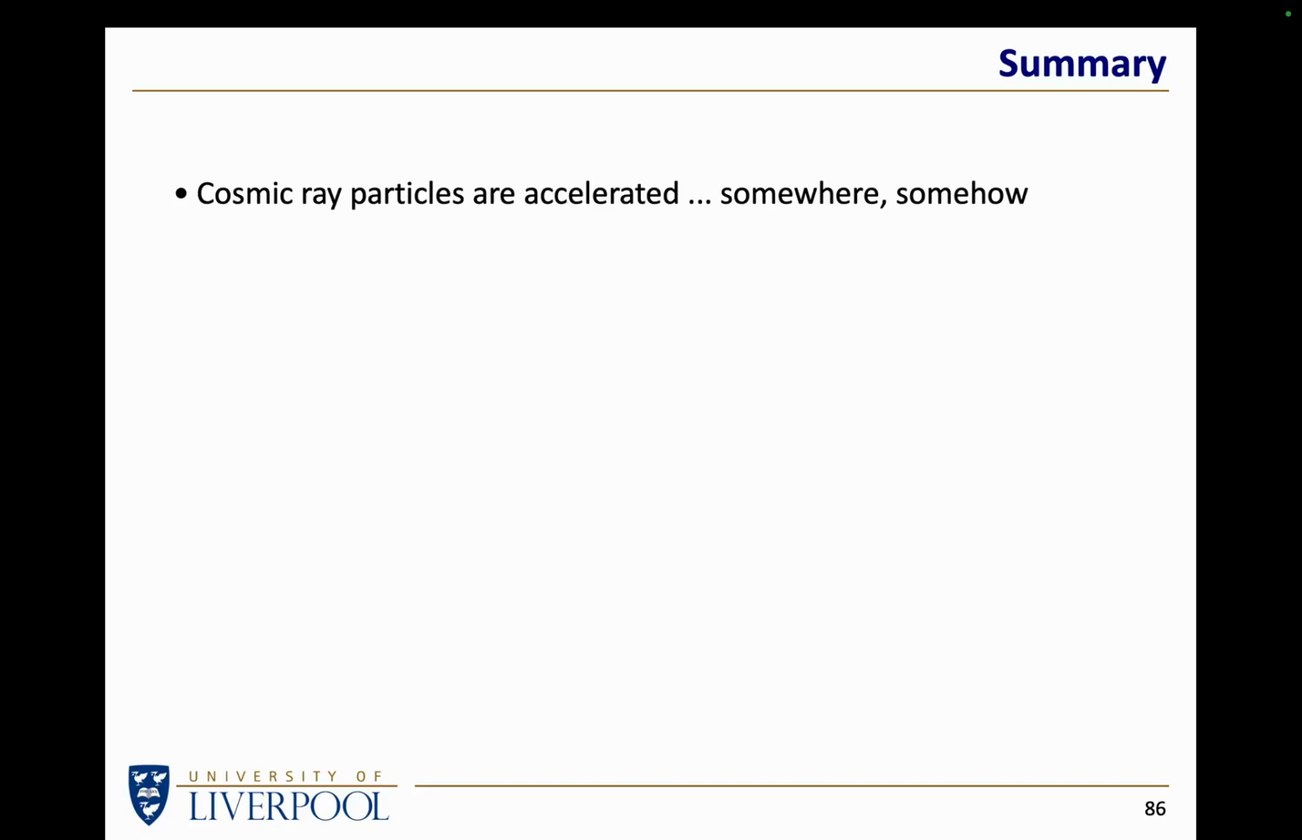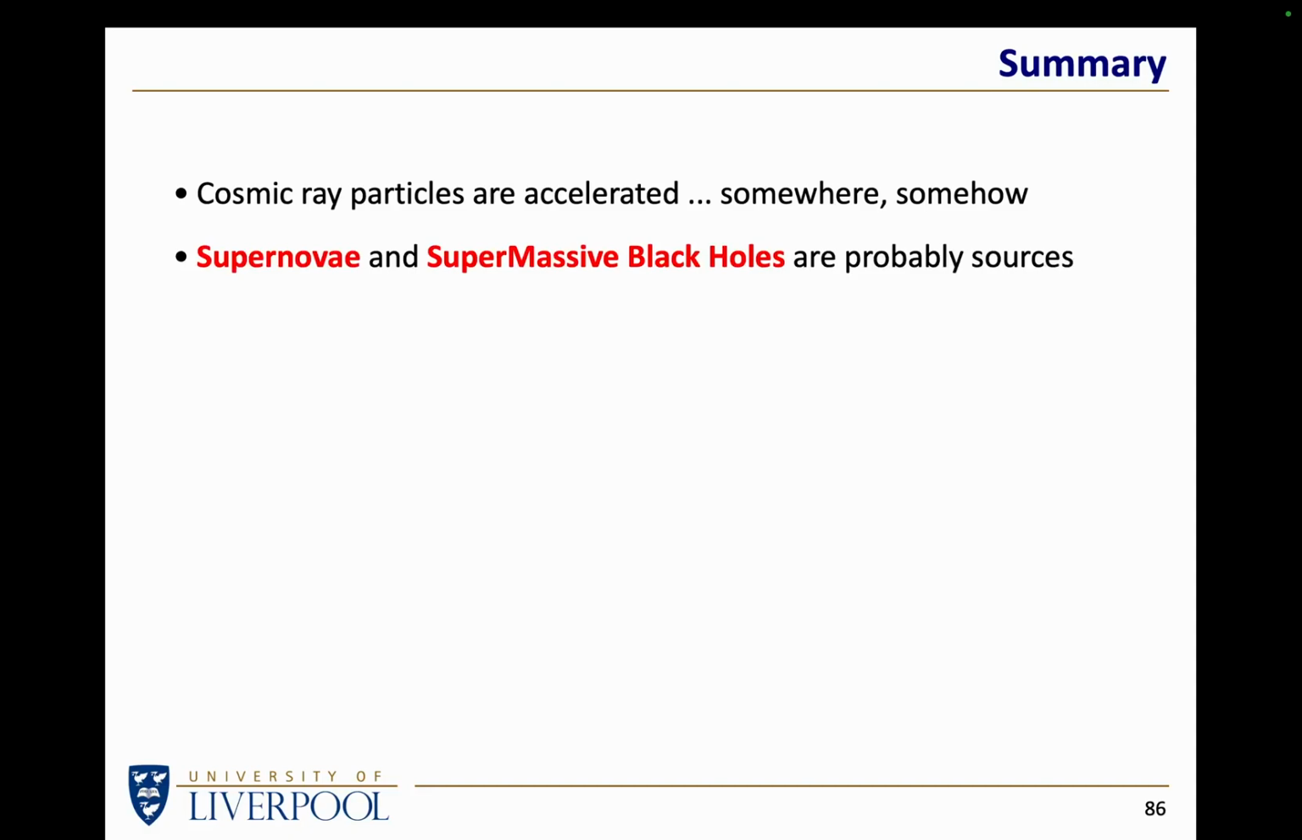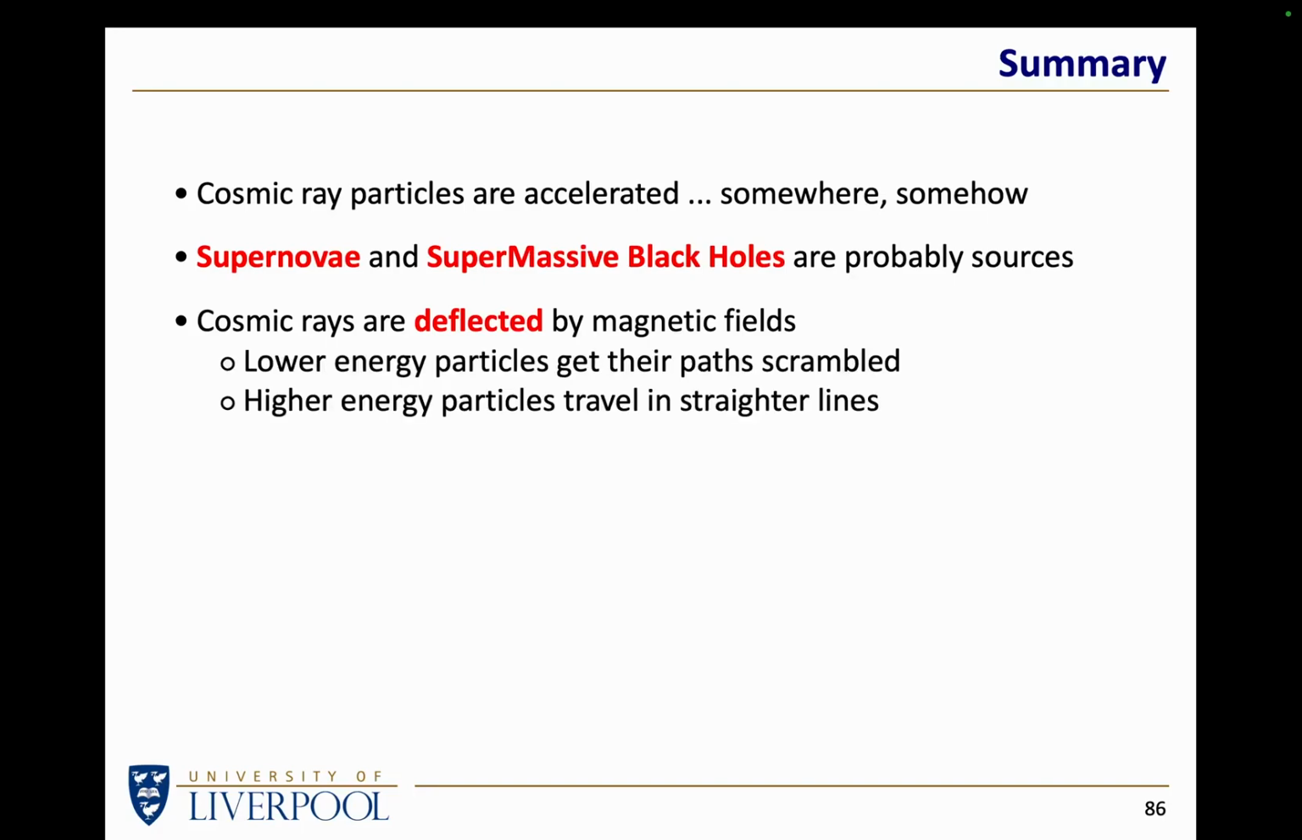Cosmic rays, the particles are accelerated somewhere, somehow, and we don't know where and we don't know how. We think supernova and supermassive black holes are probably involved, but we don't actually have any evidence that backs that up. That's just theory as of yet. A hypothesis that shock waves might produce that. We know that cosmic rays are deflected by magnetic fields. The lower energy particles will get their path scrambled. We hope that the really high energy stuff will travel in close to straight lines, and that will help us identify the origin. A number of particles make it past Earth's protective magnetic field.